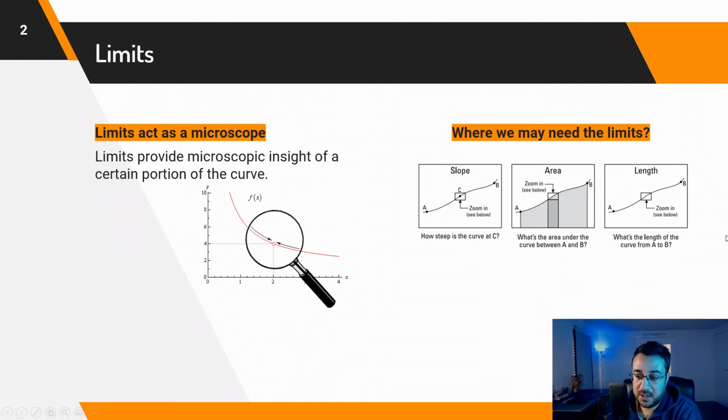Thirdly, what is the length of the curve going from A all the way to B? Then the limit is your saver in this case, where you can solve that exact problem. We will learn in this course how to solve the limits and how to apply the limits to solve that kind of problem.